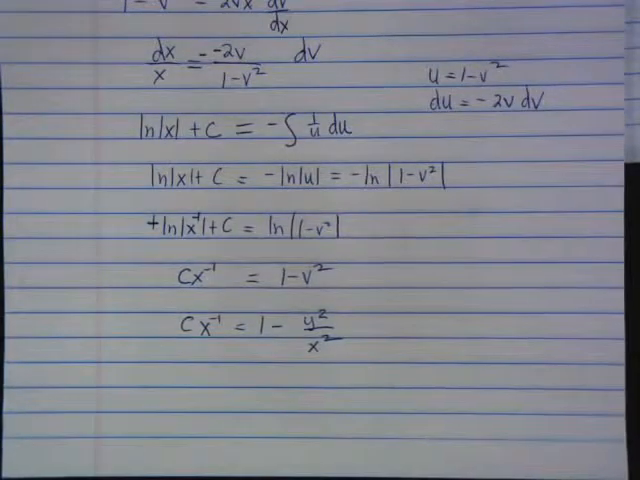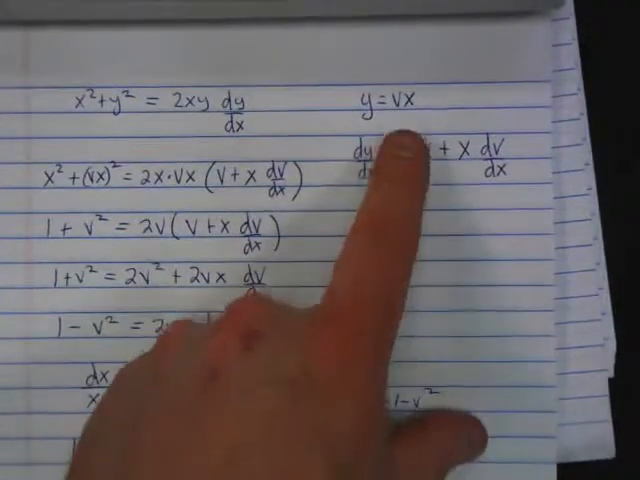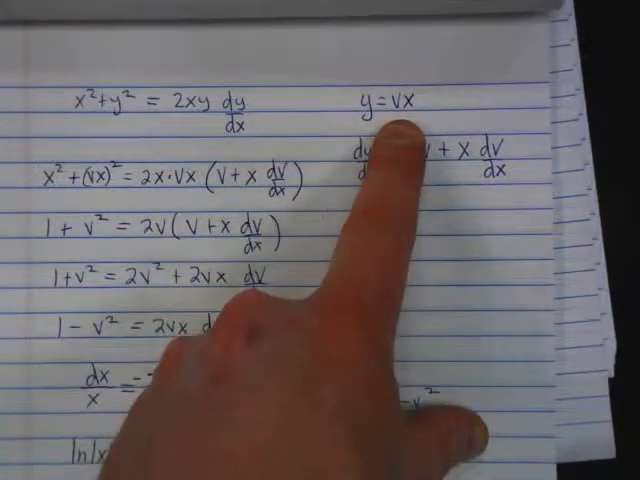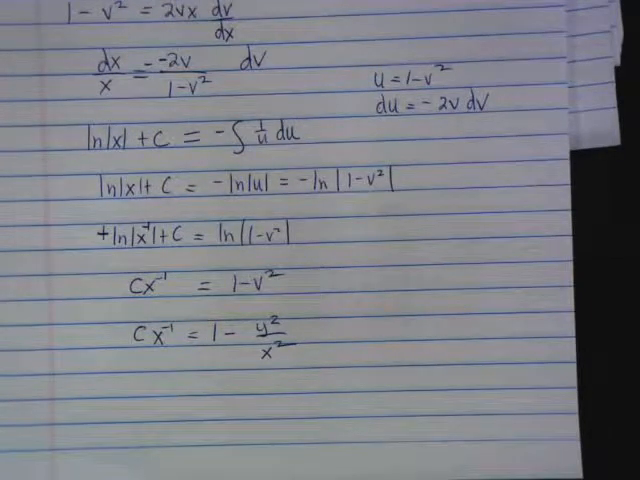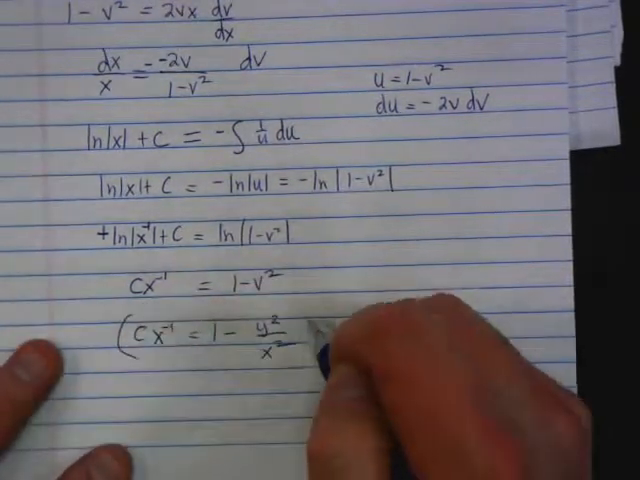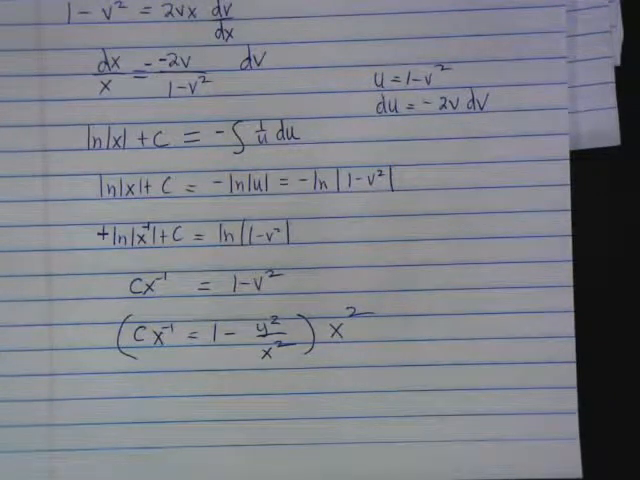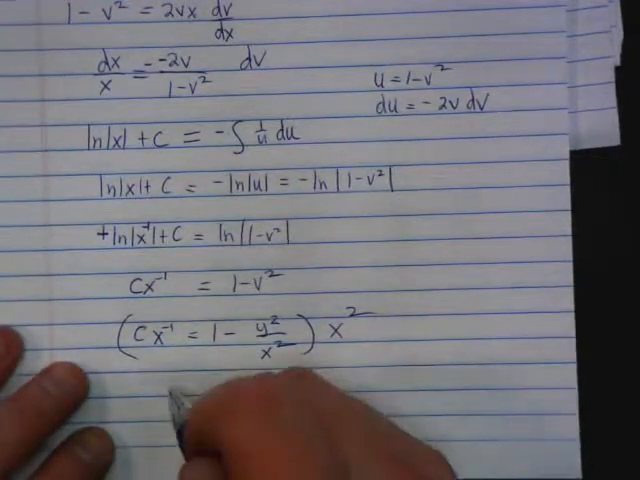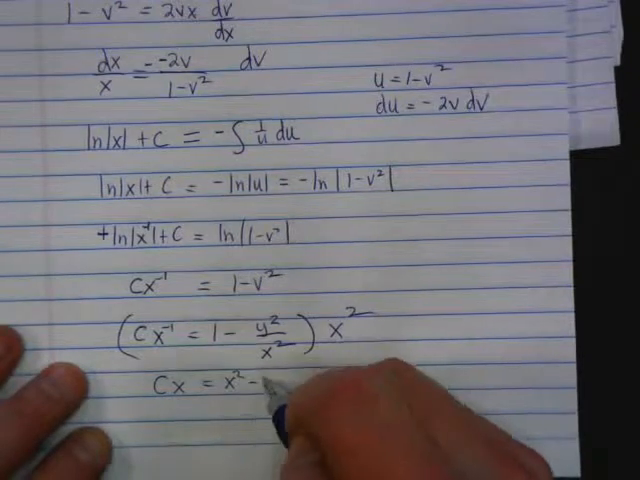Because v, going way back up here, v is y over x. So I plug those back in. And again, that's a perfectly acceptable answer right there. But my guess is in the back of the book, they would take this whole equation and multiply everything by x squared just to get rid of those fractions. So my guess is the answer in the back of the book is cx equals x squared minus y squared.